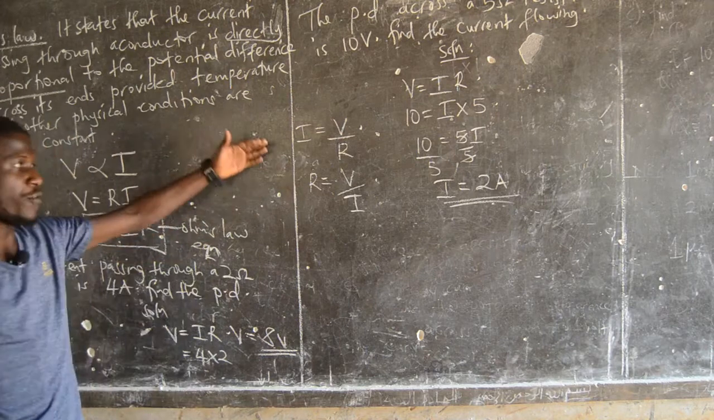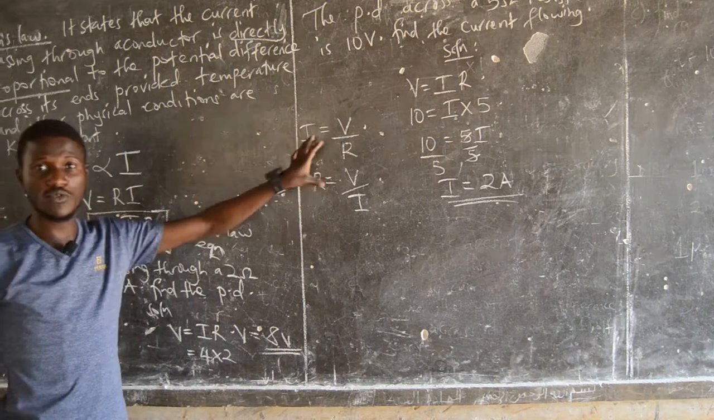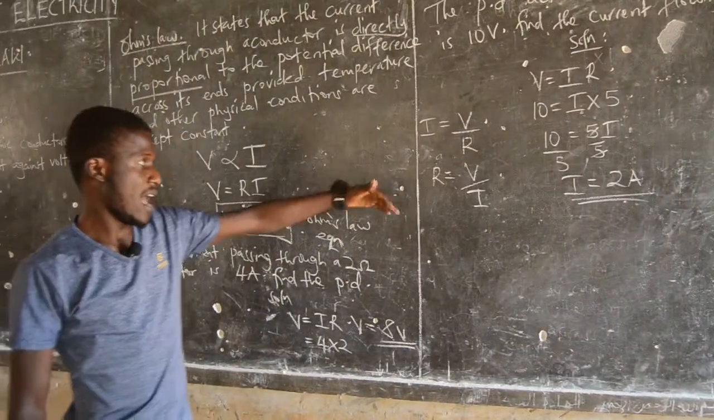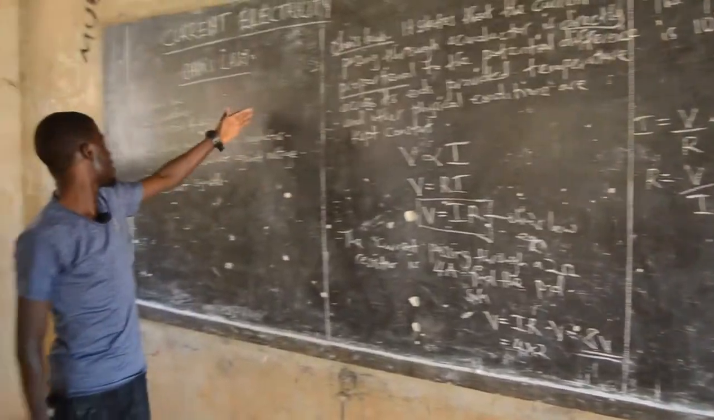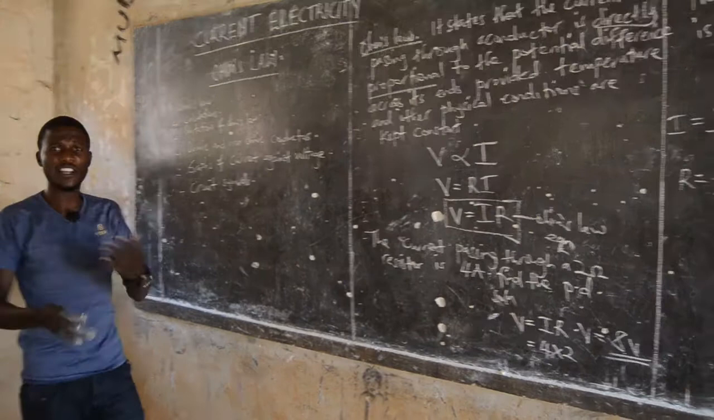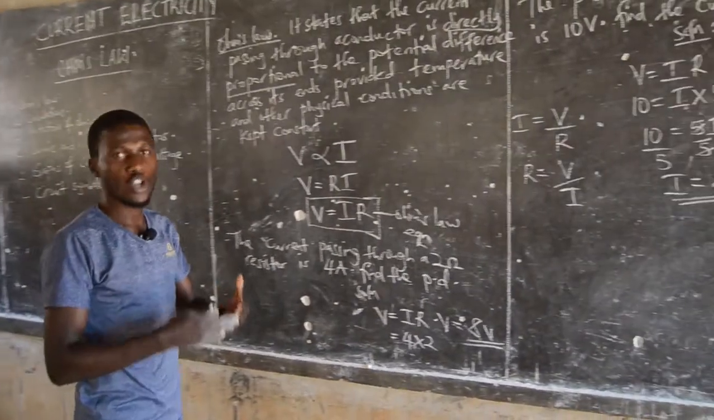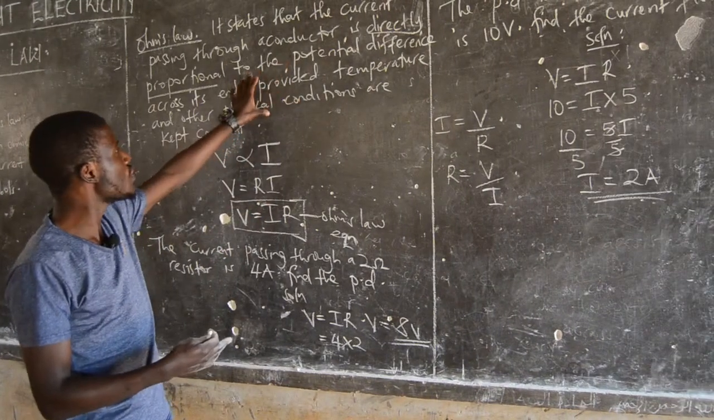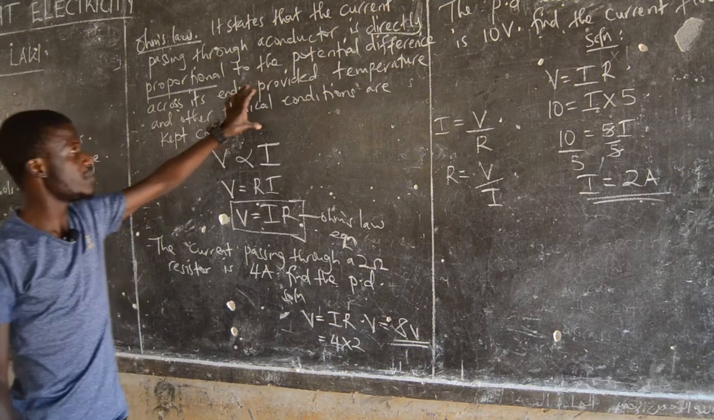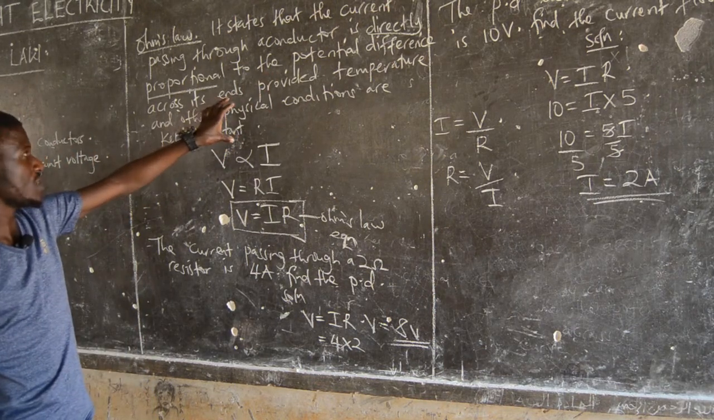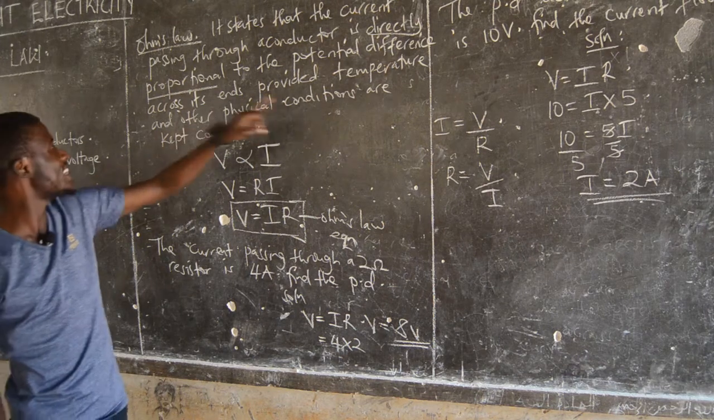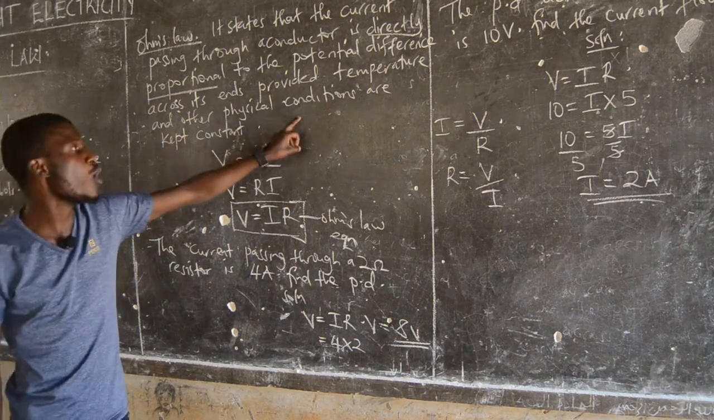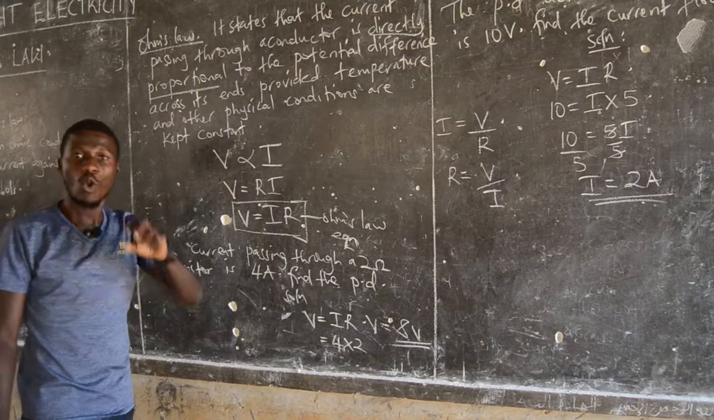In that case, our potential difference is that voltage between the two ends. Are we together there? Therefore, look at what we listed down. Let us see some of the limitations of Ohm's law. Remember, as you see here in the statement of the law, it is restrictive. They are saying that provided the temperature and the other physical conditions are kept constant.